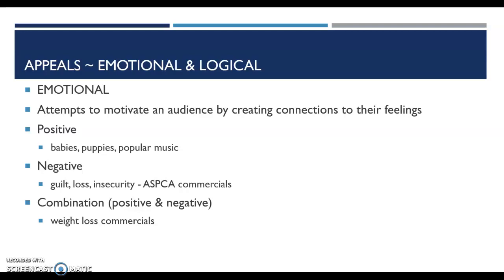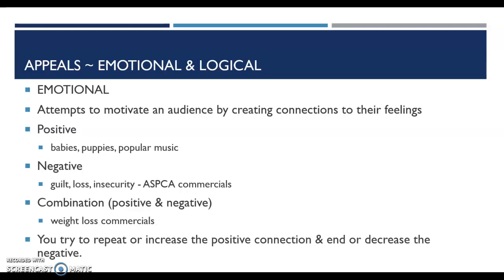So sometimes a combination helps balance. Like a weight loss commercial, for example. Positive: you want to feel really good about yourself. Negative: you look in the mirror and you're like, ooh, I don't look so good. I need to do this. Oh, what do people view me as? Okay, so you have to have a balance. Try to repeat or increase the positive connection, so you want more positive, and end or decrease the negative. You recognize the negative, but you're like, hey, look at these positives, and your emotions are going to go crazy with these positives.